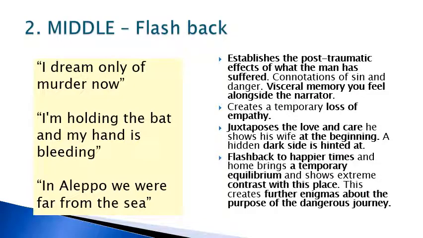We've also got, contrasting this though, a flashback to happier times. "In Aleppo we were far from the sea," which brings a temporary equilibrium and shows extreme contrast with that place. It creates further enigmas about the purpose of the dangerous journey, because we hear about how wonderful their homeland was and it's being contrasted by this awful place that they are now. So it brings that temporary equilibrium as we daydream back in time with Nuri, but at the same time it reminds us of that huge contrast between those two places.